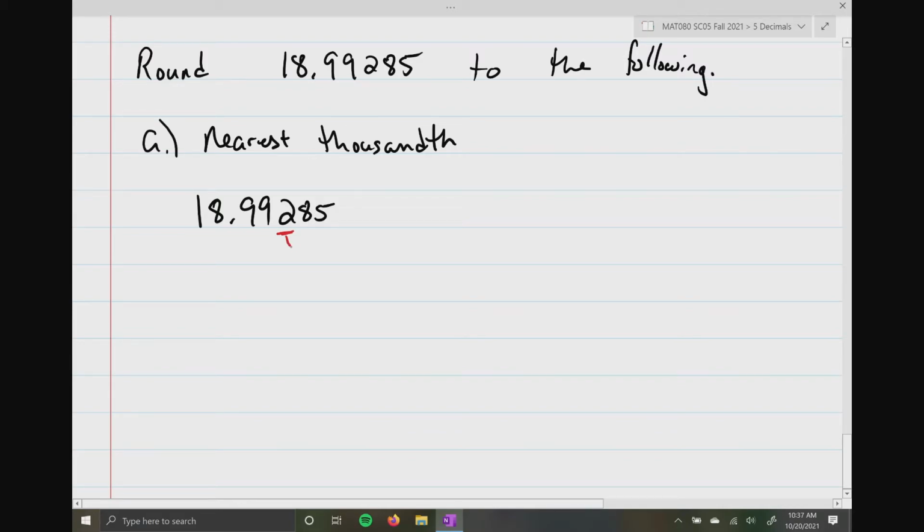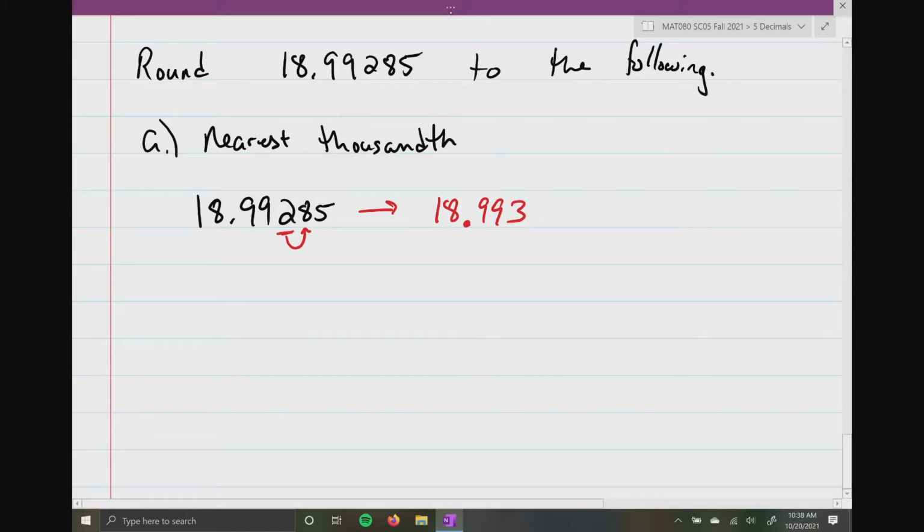I look to the right. I draw my arrow. That's step 2. Now I need to make a decision. Well, that 8 is larger than 5, so I know I'm going to round up. So this turns into 18.993. Notice I don't have to worry about the zeros afterwards because technically there's an infinite amount of them.